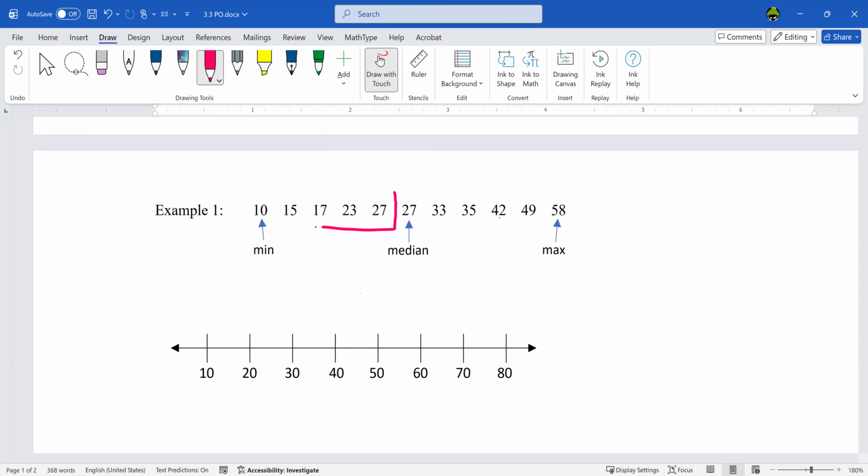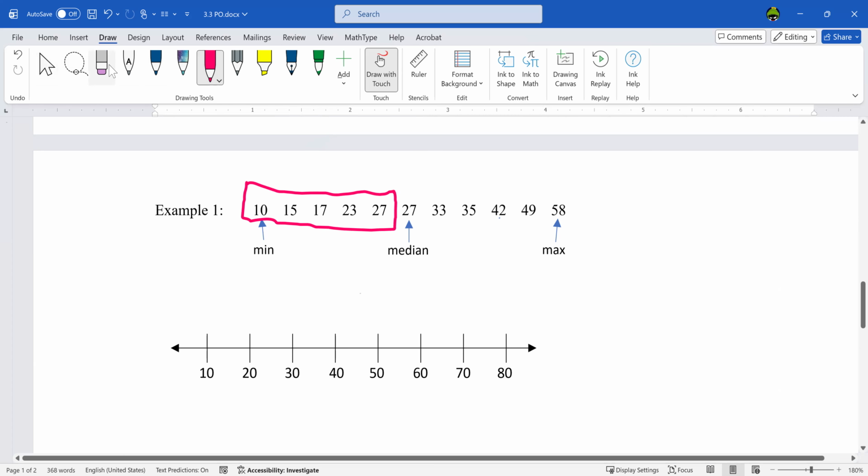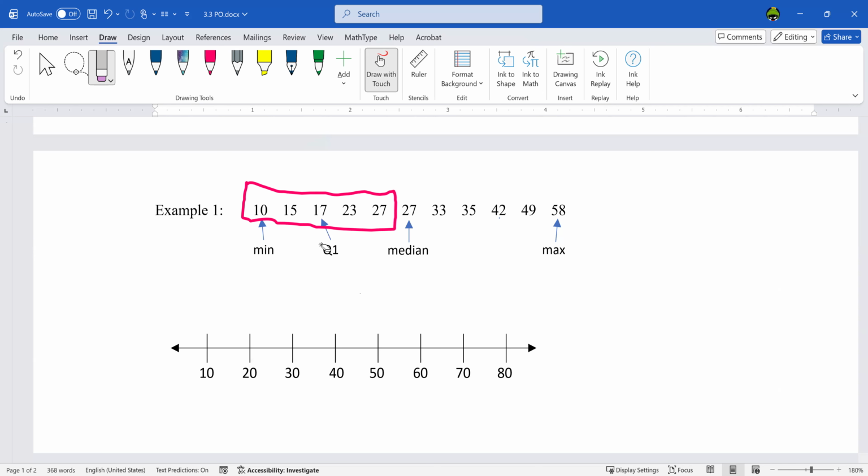To find your Q1, you want to look at the lower half, and your Q1 is in the middle of your lower half. And the middle of your lower half in this case is 17. And then to find your Q3, you look up at the upper half, and your Q3 in this case is 42. So there is your five number summary: 10, 17, 27, 42, and 58.